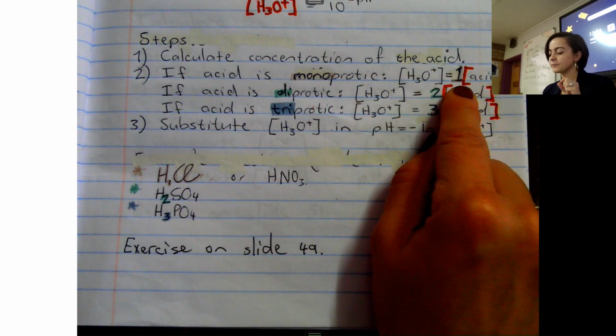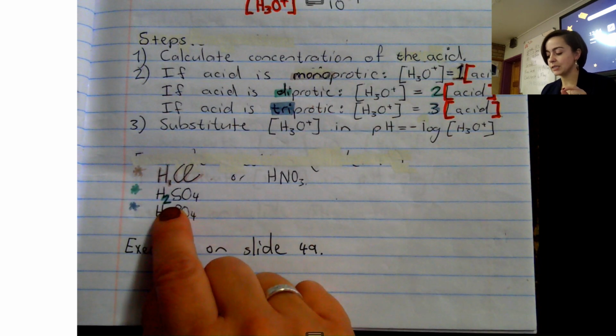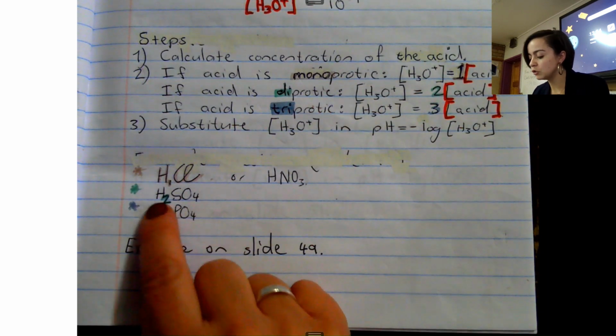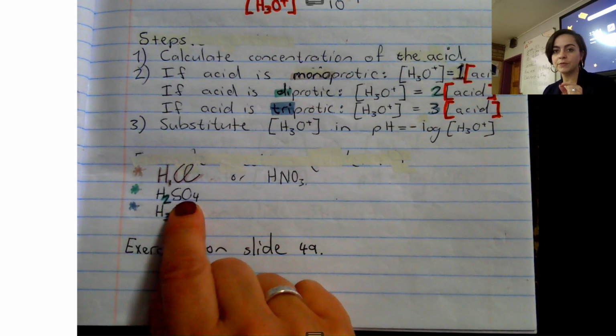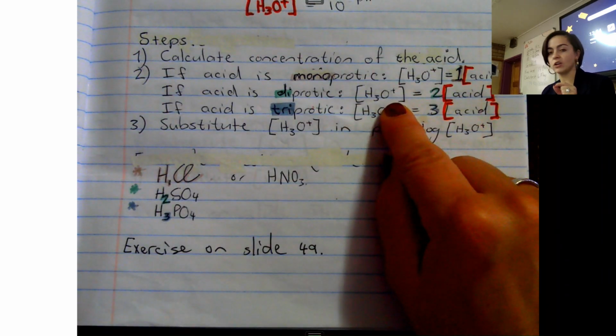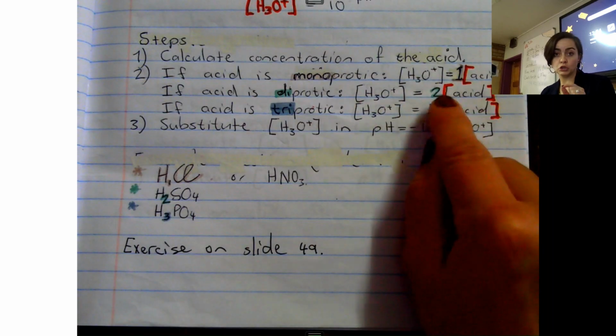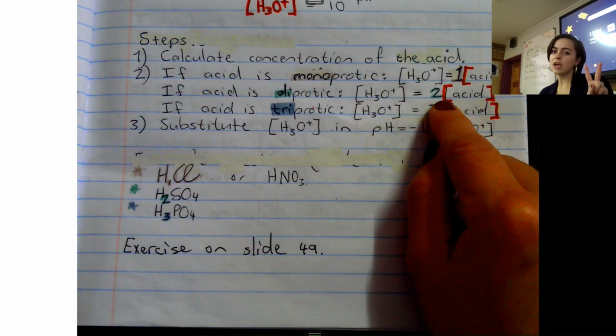If, however, the acid is not monoprotic, meaning 1 hydrogen per molecule, but instead is diprotic, di referring to 2, which is this little 2 there in sulfuric acid, which is our example, H2SO4, that means to get the concentration of the hydronium ions, we have to multiply the concentration of the acid times 2. Why? Because for every 1 molecule of H2SO4, I'm going to get 2 H3O+ ions.